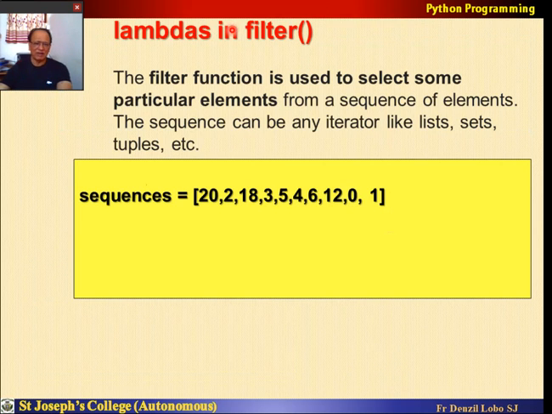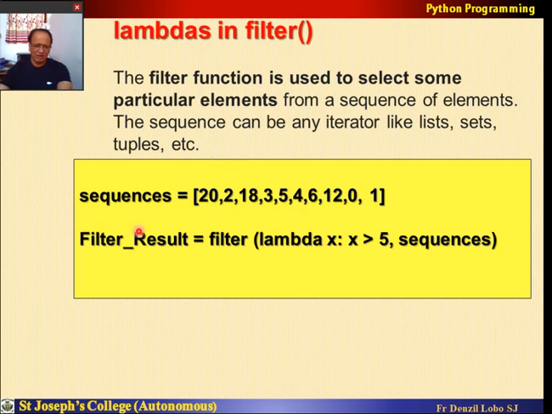Now, lambda functions can be used with two more functions, filter and map. The filter function is used to select particular elements from a sequence of elements, based on the criteria given by the lambda function. For example, this is the sequence. As a filter result, we filter based on this anonymous function, lambda x: x greater than 5, from this sequence. This function is going to act on this sequence. So I print list, because it is going to return a list.